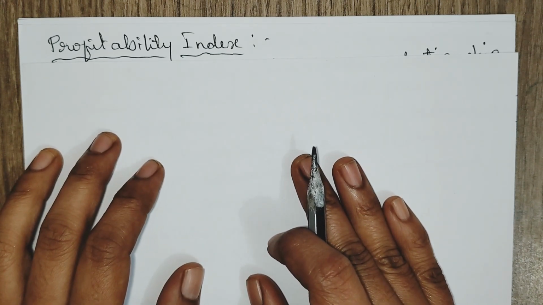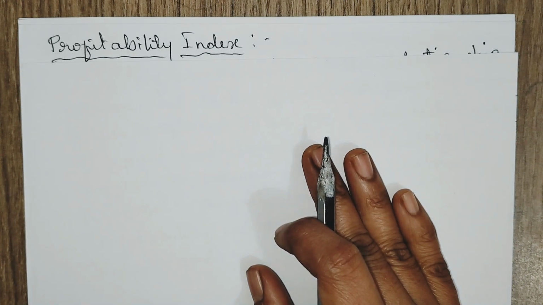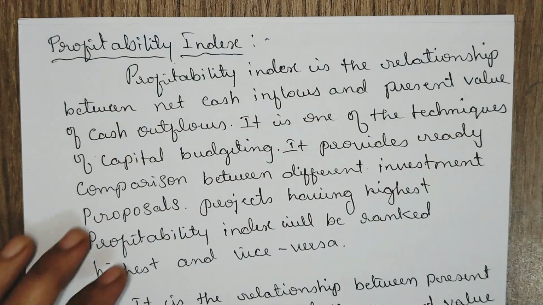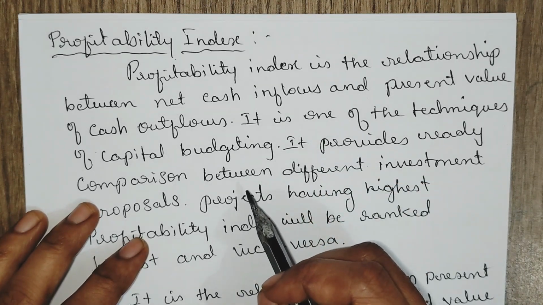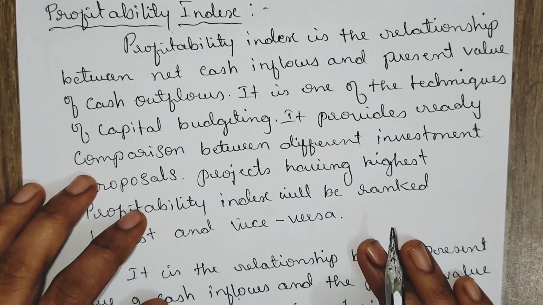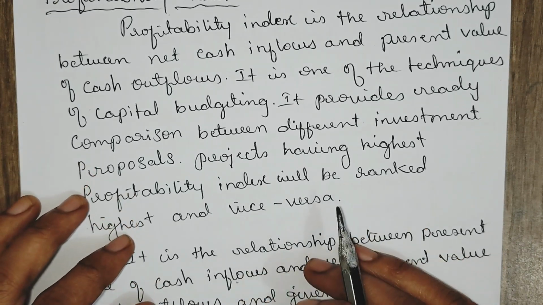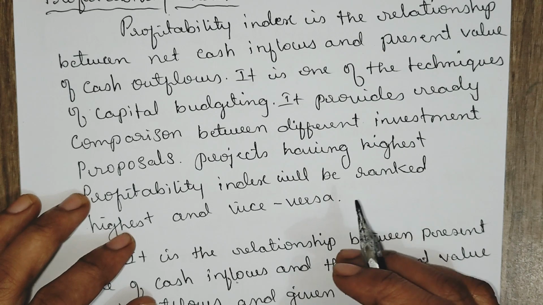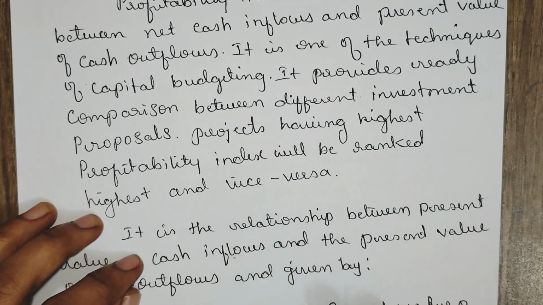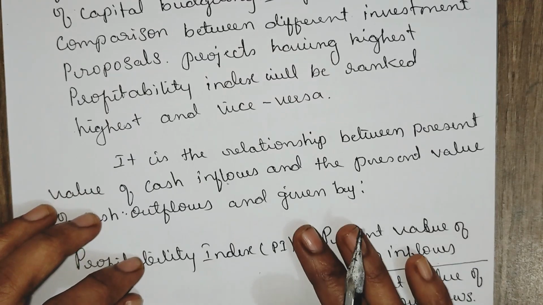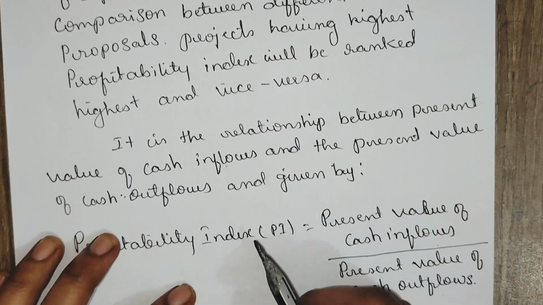The profitability index helps to understand the relationship between the cash inflow and cash outflow, that is present value of cash inflow and present value of cash outflow. This is also one of the techniques under capital budgeting, and it provides a ready comparison between the investment proposals, and the highest profitability index will be ranked highest and accepted here.